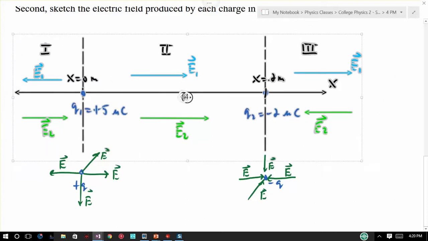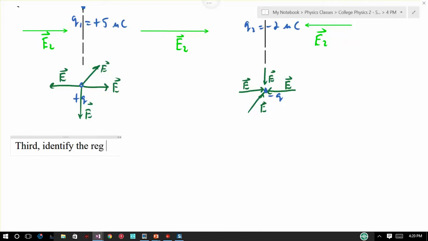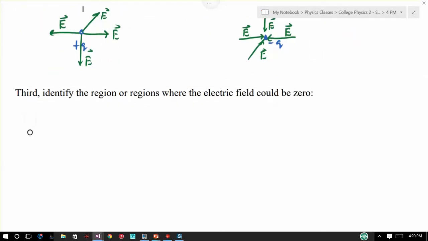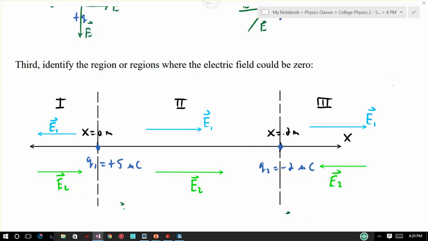Okay, so the next step, the third step. I'm going to copy this again. The next step is to identify the region or regions, there could be more than one, where the electric field could be 0. So let's think about this. This just builds off what you did in the last step, but I'm doing it step by step, so it's a little bit easier to follow.